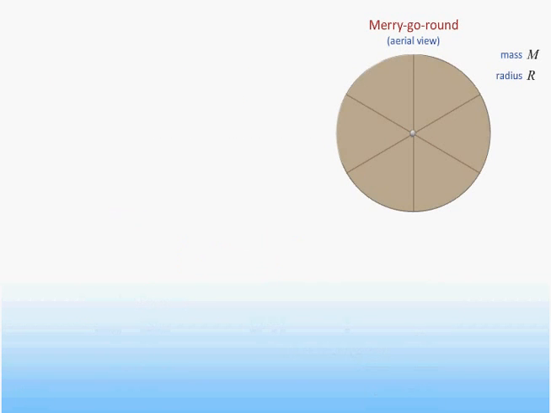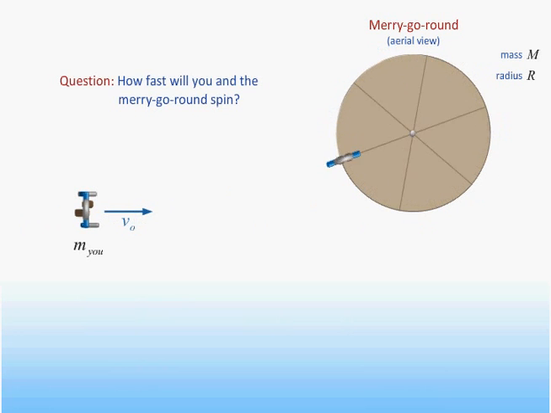Here we see an empty merry-go-round at the playground. You decide to take advantage of this opening and take a run at it and jump onto its outer edge along a path that is tangent to the edge. How fast will you and the merry-go-round end up spinning after you've jumped on?